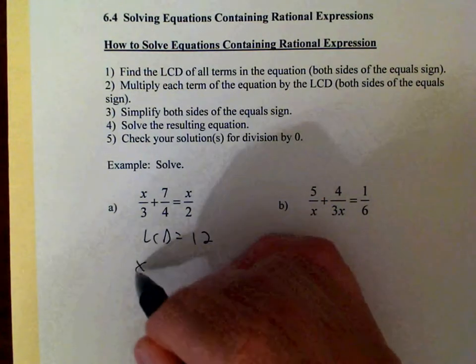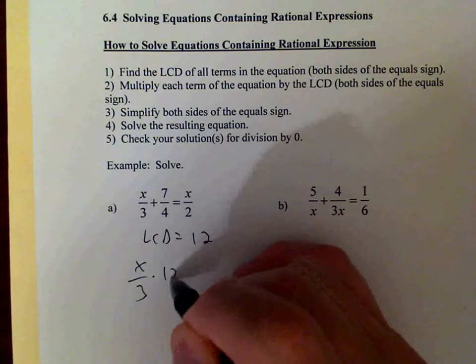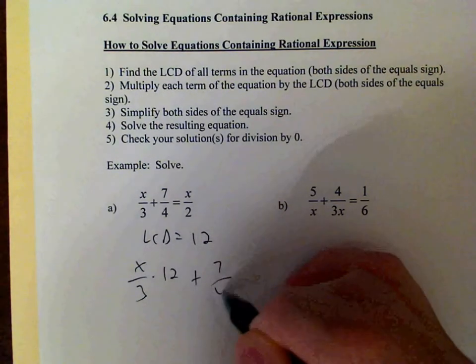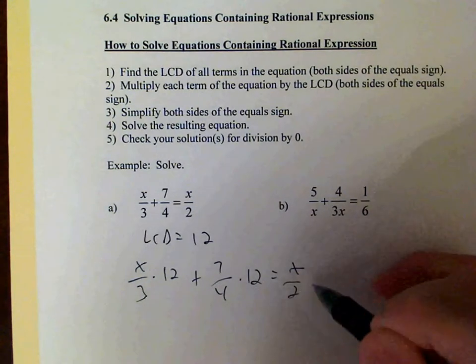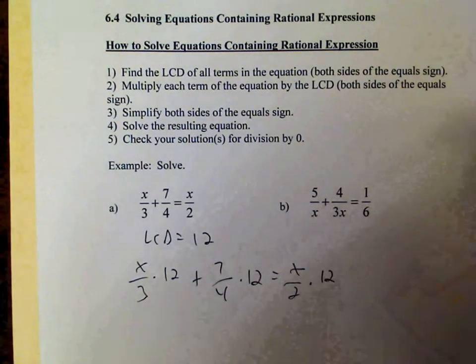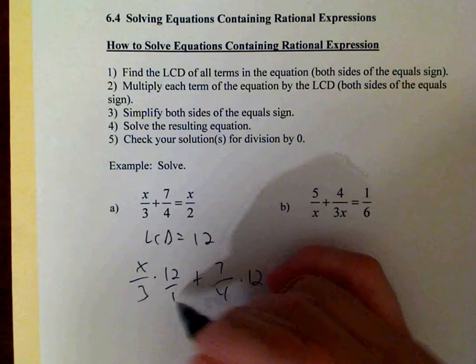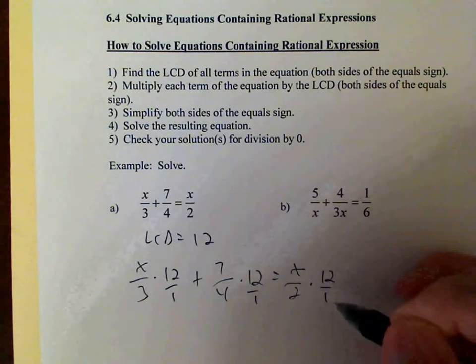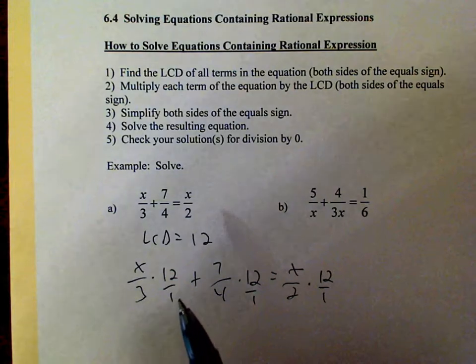So now what you want to do is start multiplying each of these by 12. So I'm going to write it down like this. You can use parentheses, which I highly recommend. It's okay if you don't. Now what I'm going to do, I'm going to write each of these 12s over a 1. And then we're going to simplify each product of fractions that we have.